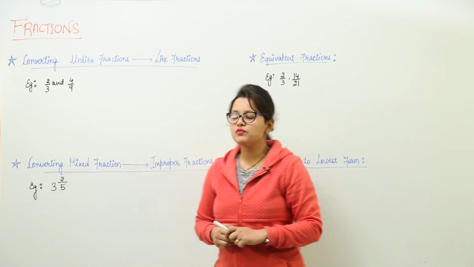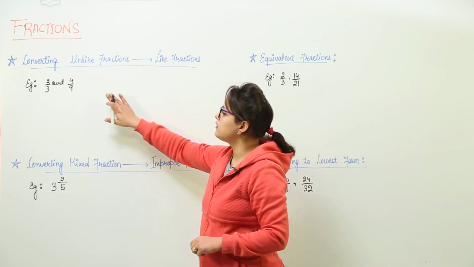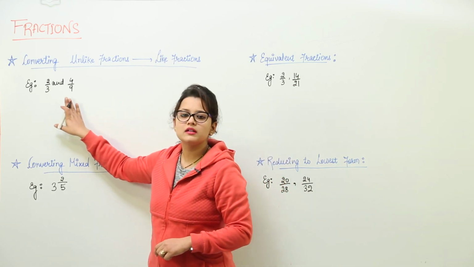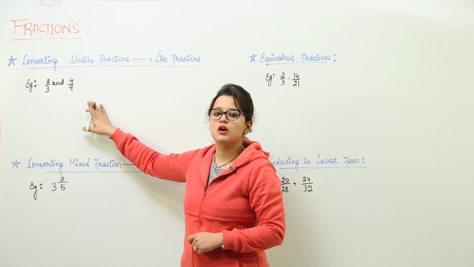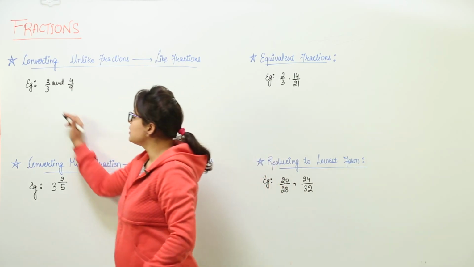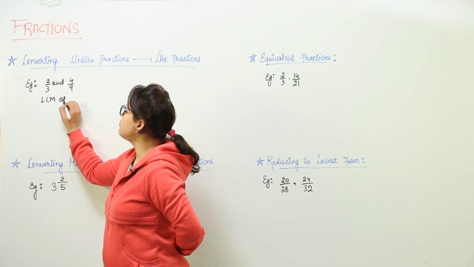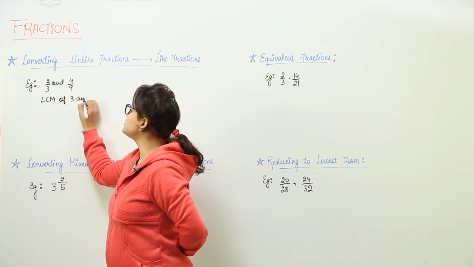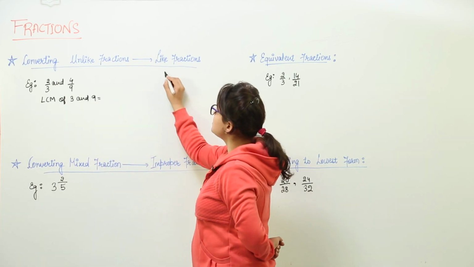So let us start from the first one, where we have to convert the unlike fractions into like fractions. First of all, why are they unlike fractions? Because they have the denominators different. So now how to make their denominators same is by taking out their LCM. So LCM of the denominators, that is 3 and 9. What will be the LCM of denominators 3 and 9?